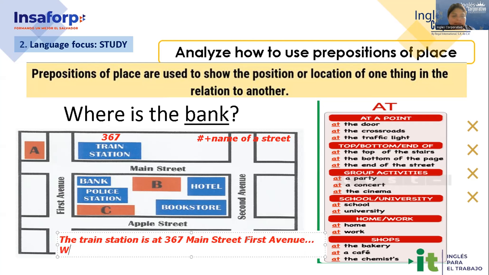Where is the hotel? ¿Dónde está el hotel? The hotel is? It's at Main Street and Second Avenue. No. You have to add a number. Tenemos que agregar ahí el número en el caso de at.